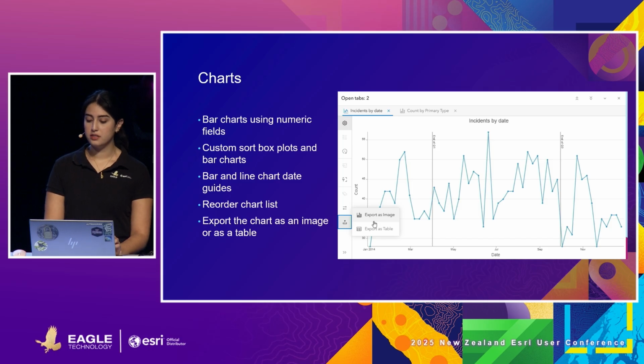Bar and line charts now have the option to add date guides, which can be really useful if you want to highlight where things have happened in time. So you can now add those annotations to your charts to indicate those dates. You can now also reorder the chart list. And finally, you have the option to export your charts as a table or as an image if you want to use them or save them elsewhere.